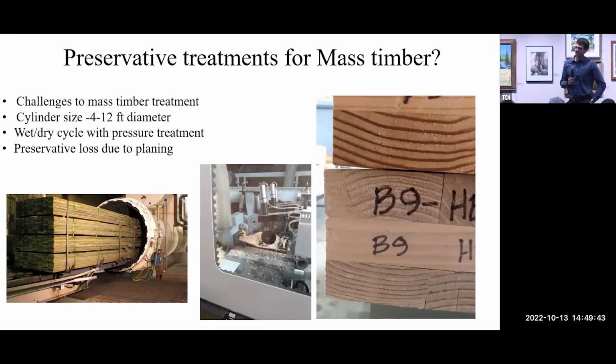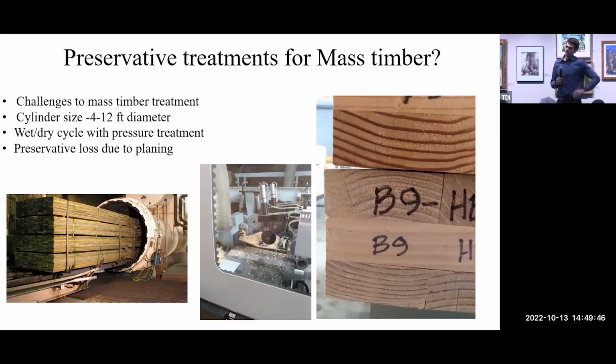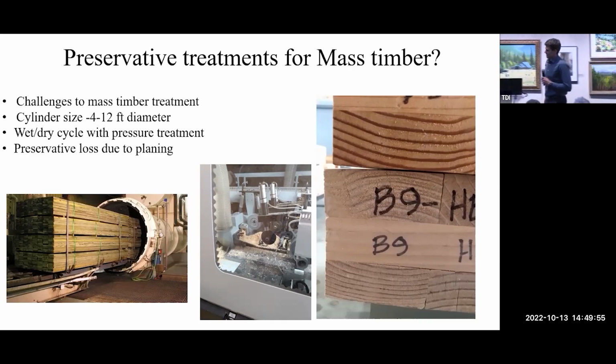And we've got some data that shows with this project that you lose about 66 to 89% of the chemical in that outer 0.4 inch zone. So a lot of problems with incorporating these in.